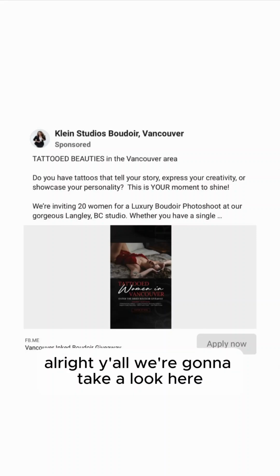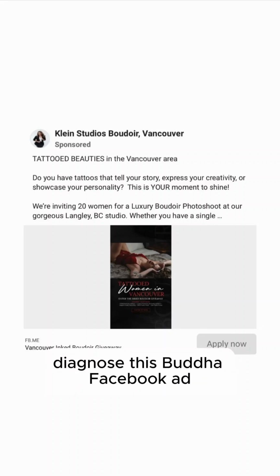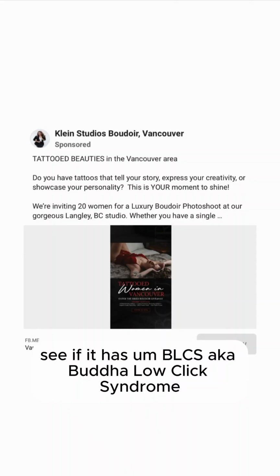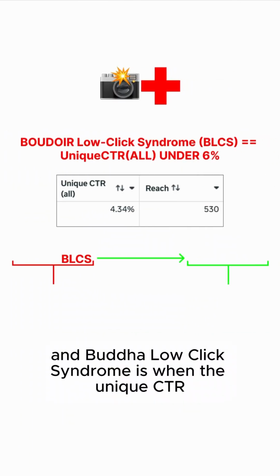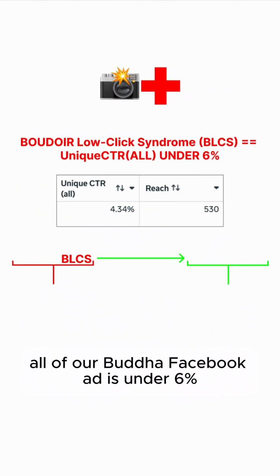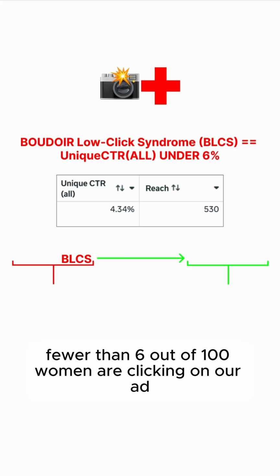All right, y'all, we're going to take a look here, diagnose this Boudoir Facebook ad, see if it has BLCS, aka Boudoir low click syndrome. And Boudoir low click syndrome is when the unique CTR all of our Boudoir Facebook ad is under 6%. This means fewer than 6 out of 100 women are clicking on our ad.